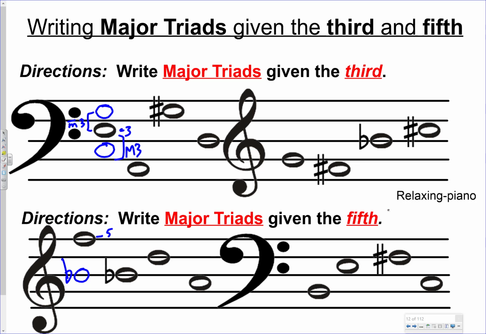So I have the root and I have the fifth. Now I need to put in the third. So from root to third, we have a major third. So B flat to D would be a major third. That's one way of doing it.